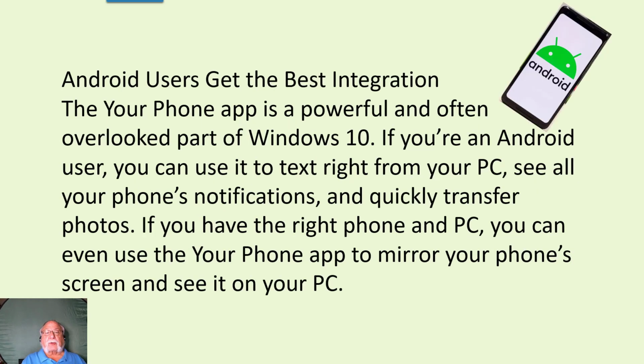Android users get the best integration. The Your Phone app is a powerful and often overlooked part of Windows 10. If you're already an Android user, you can use it to text right from your PC, see all your phone's notifications, and quickly transfer photos. If you have the right phone and PC, you can even use the Your Phone app to mirror your phone's screen and see it on your PC.